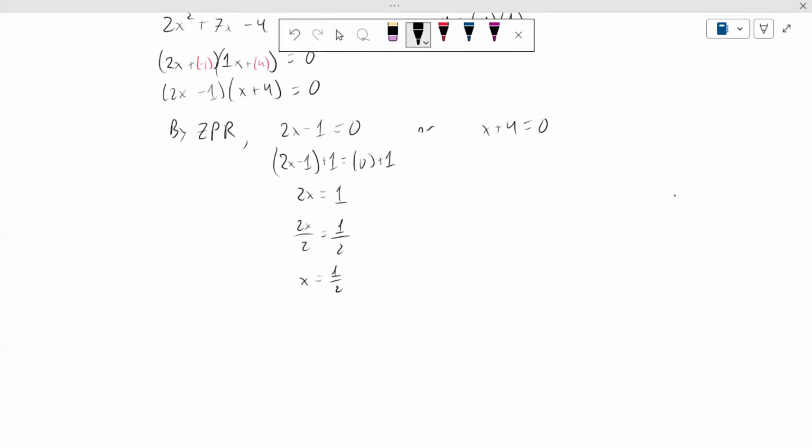This one's a little bit easier. We have x plus 4 equals 0. We're going to subtract 4 from both sides, and now I'm left with x is equal to negative 4. So my solution set, if I go from smallest to largest, would be negative 4, comma, 1/2. On the test, I don't care which one you put first, as long as you have them both there.